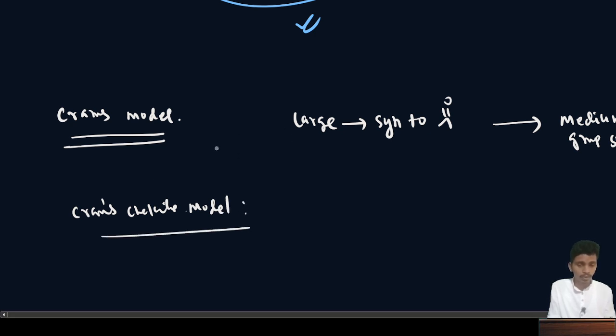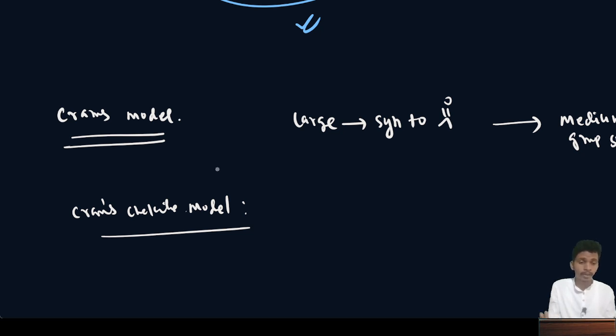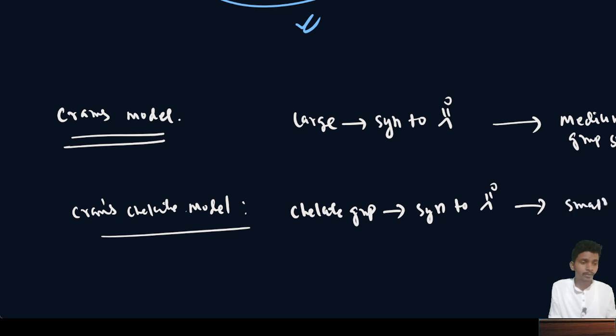And Cram's chelate model, after satisfying both conditions, that is, at least one lone pair should be there, and the metal should have chelate property. If these two conditions are satisfied, then it says that it is interested in the chelate groups, syn to carbonyl. Here also syn to carbonyl, then the attack is from the small group side. This is the attacking reagent. This is what Cram's chelate model says.